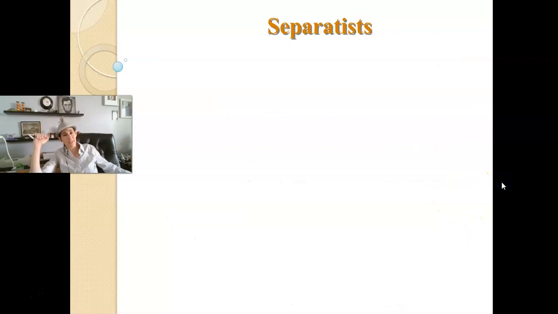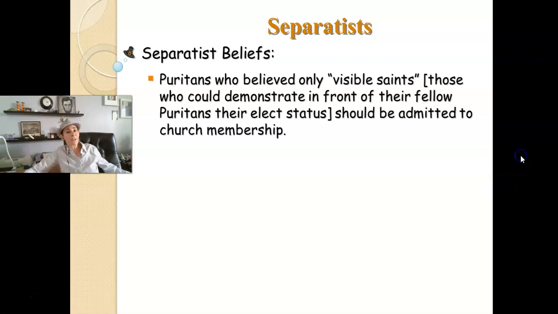Okay, the Separatists, a completely separate, pardon the pun, endeavor. The Separatist beliefs were that only people who were visible saints, those who could demonstrate that they were in fact predestined to go to heaven, should be admitted to the church. Like, if only certain people are predestined to go, then why are we letting in the riffraff? Why let these non-saved people crash our saved party? These people shouldn't be here. Kick them out. And the Church of England didn't believe in that, and they weren't going to do that.